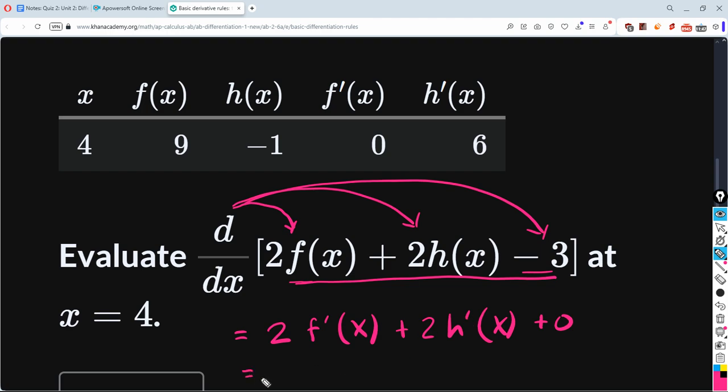All right, and now we can just use the table for x equals 4, which we were given. So we have 2, and the one for f prime of x, which is right here, that's 0. So it's going to be 2 times 0. That's plus 2. And the one for h prime of x, that's given right here, that's 6. So it's 2 times 6. And plus 0, we can leave that off. 2 times 0 is just 0. Positive 2 times 6 is 12. Final answer.